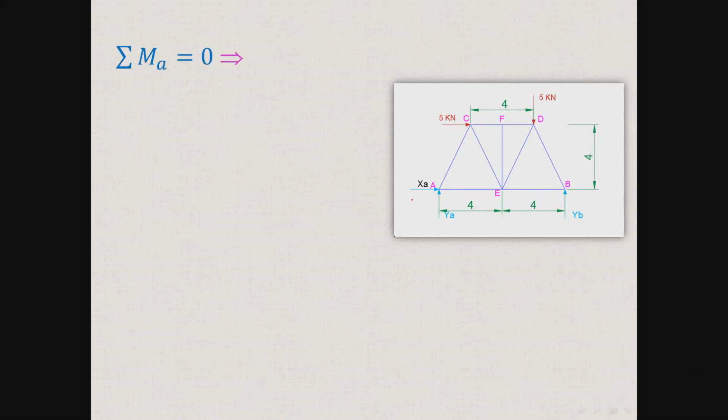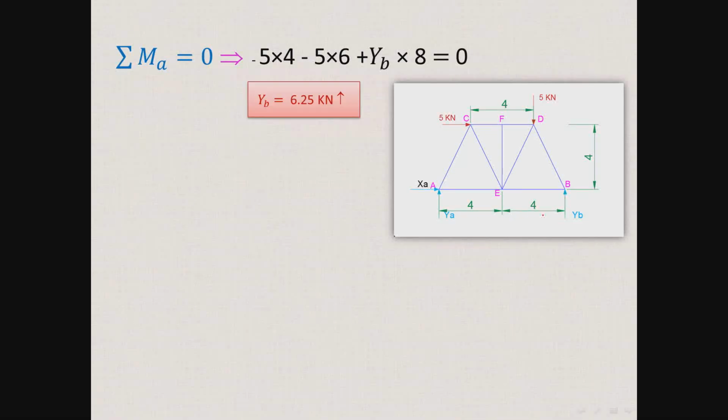0. So we have minus 5 multiplied by 4, minus 5 multiplied by 6, and YB multiplied by 8 equals 0. Using the calculator, we can find that YB equals 6.25, and it's in the positive direction of Y.